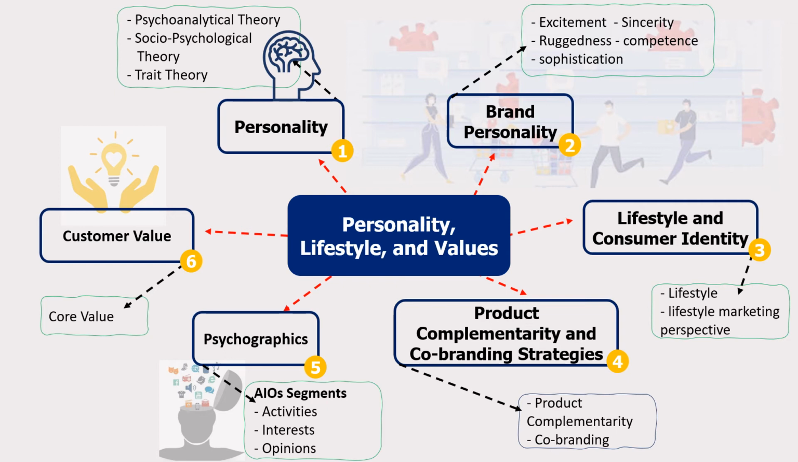A goal of lifestyle marketing is to allow consumers to pursue their chosen ways to enjoy their lives and express their social identities. For this reason, a key aspect of this strategy is to focus on people who use products in desirable social settings. This is lifestyle and consumer identity, which is the third objective of this chapter. Now we will move to the fourth objective, which is product complementarity and co-branding strategies.